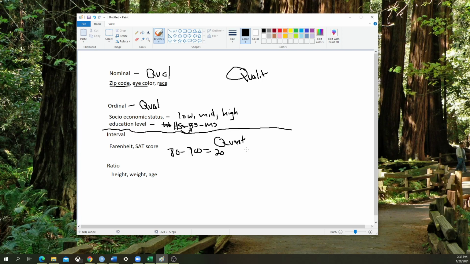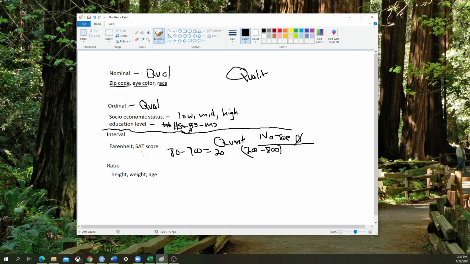Same thing for SAT scores, which range from 200 to 800, right? And so I can subtract one score from another score, and I can get some difference, and that difference can make sense. However, as you'll notice, an SAT score here doesn't have a true zero, and that's the key distinction for interval, is that there is no true zero.